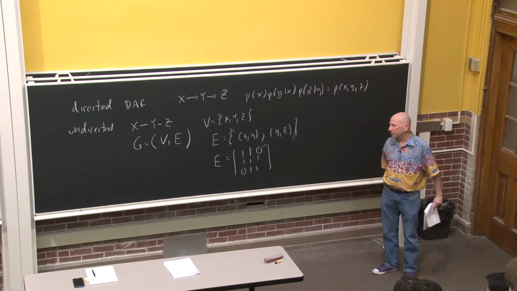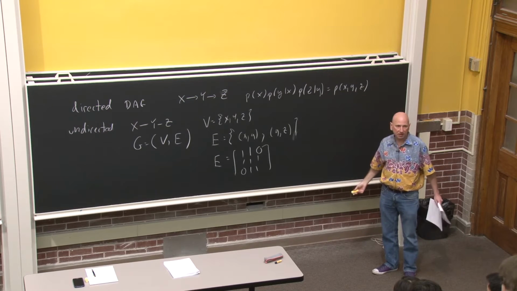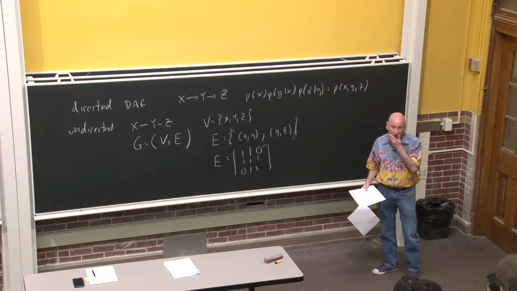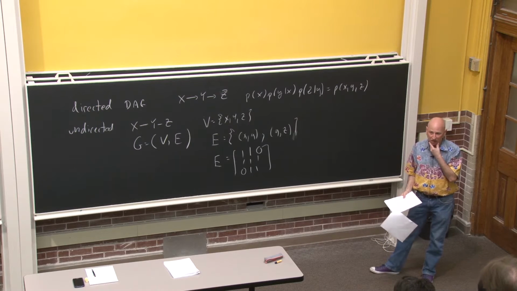There's just this set of nodes or vertices, and some things are connected and some things aren't. And the question is, how do you interpret these things? And the more difficult question is, how do you estimate them?